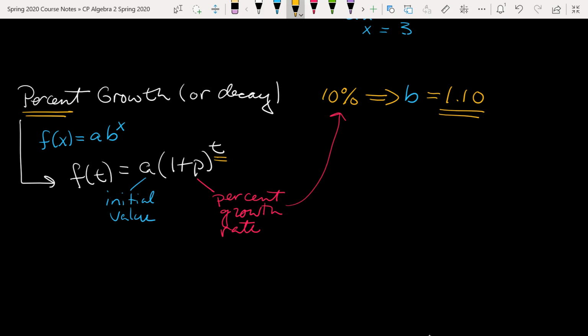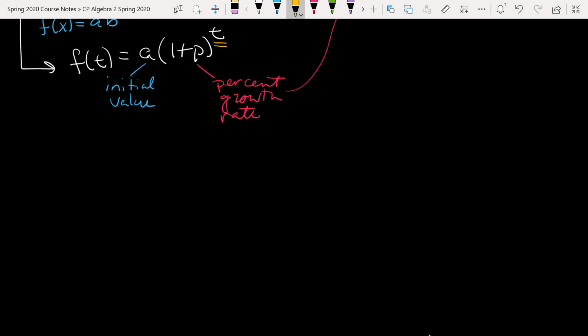We might not know what A is, we might not know what P is, and we might not know how many time periods we are into this process. So any of the 3 variables could be unknown to us. But all we need to do is use this functional form, fill in the things that we know, and solve for what we don't. For example, let's look at growth in a population.